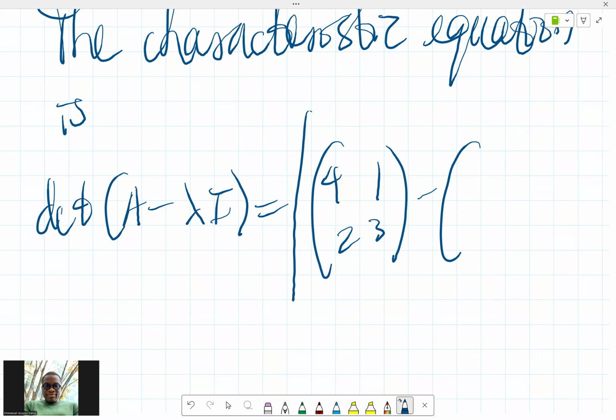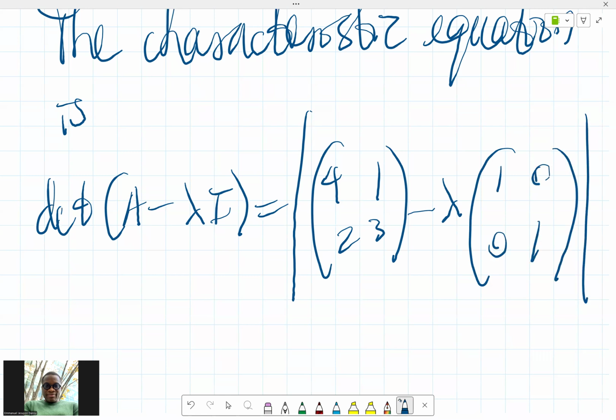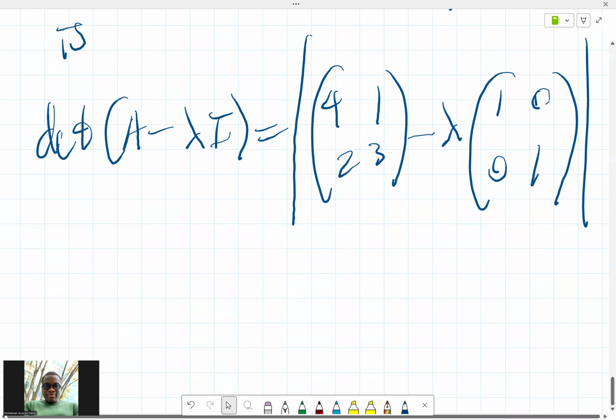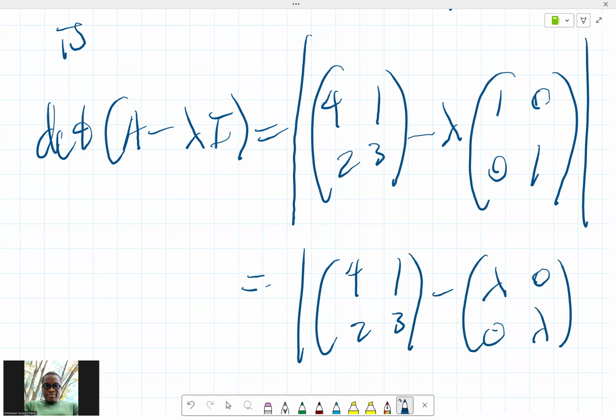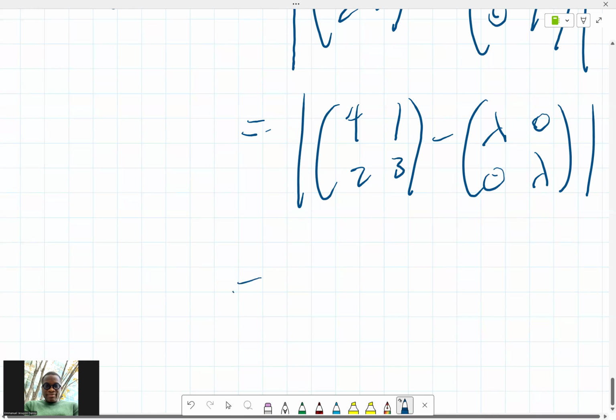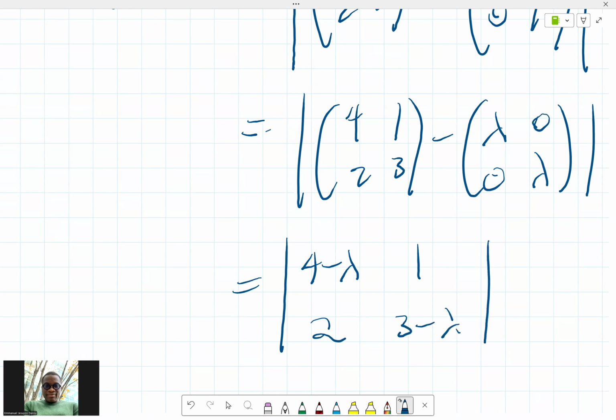So say that's minus lambda. I is [1, 0; 0, 1] for a 2 by 2. If it's 3 by 3, then that'll be [1, 0, 0; 0, 1, 0; 0, 0, 1], like that. So this will be equal to the determinant of [4, 1; 2, 3] minus [lambda, 0; 0, lambda]. Just to drive the point home, here we have the determinant of [4 minus lambda, 1; 2, 3 minus lambda].